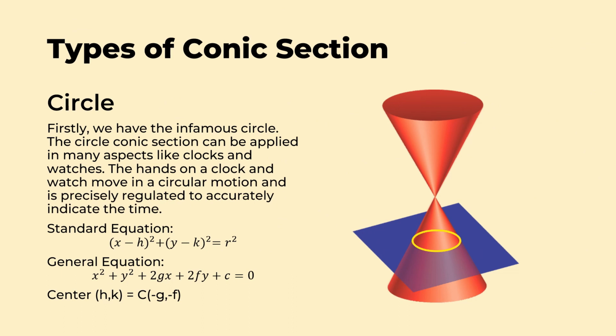So firstly, we have the infamous circle. The circle conic section can be applied in many aspects like clocks and watches. The hands on the clock and a watch move in circular motion and is precisely regulated to accurately indicate the time. And there are two equations for us to calculate the circle, which is the standard equation and the general equation.